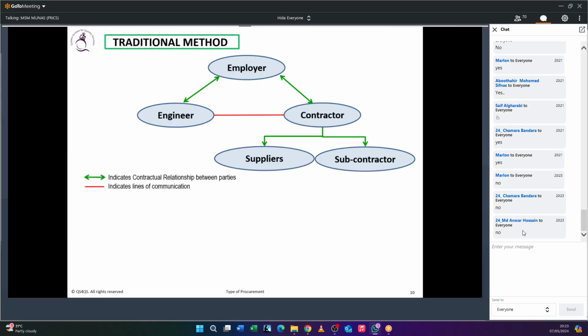No, there's no. But they have the communications. They will have the communication. Otherwise, they can't run the project.